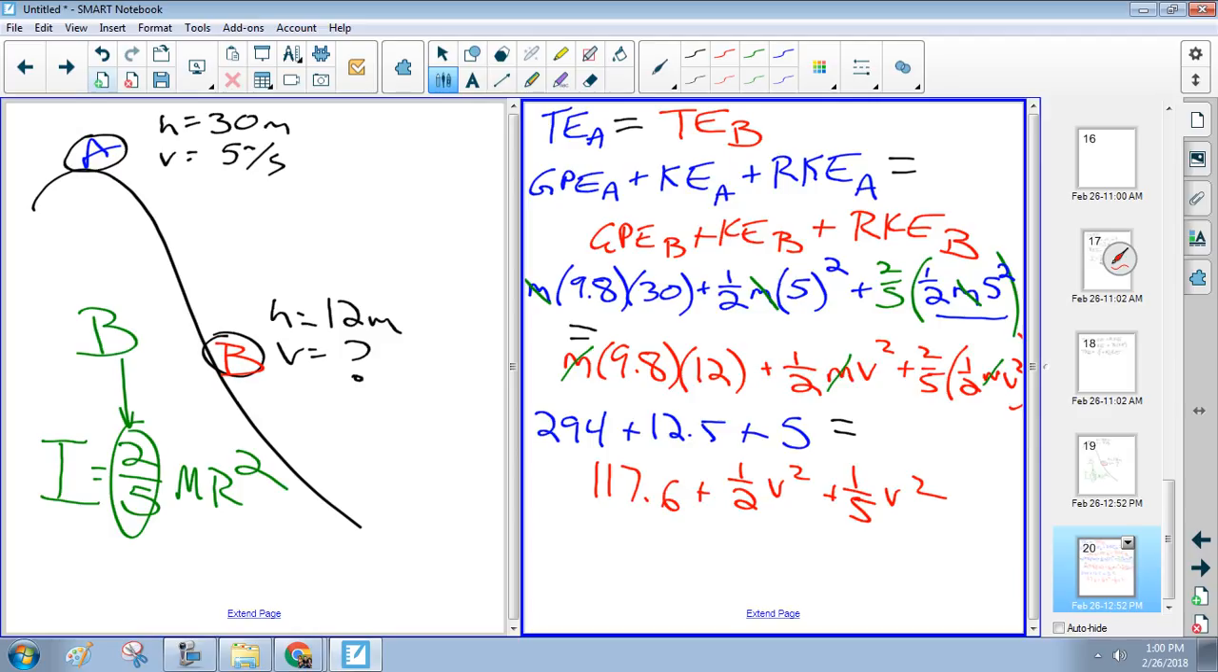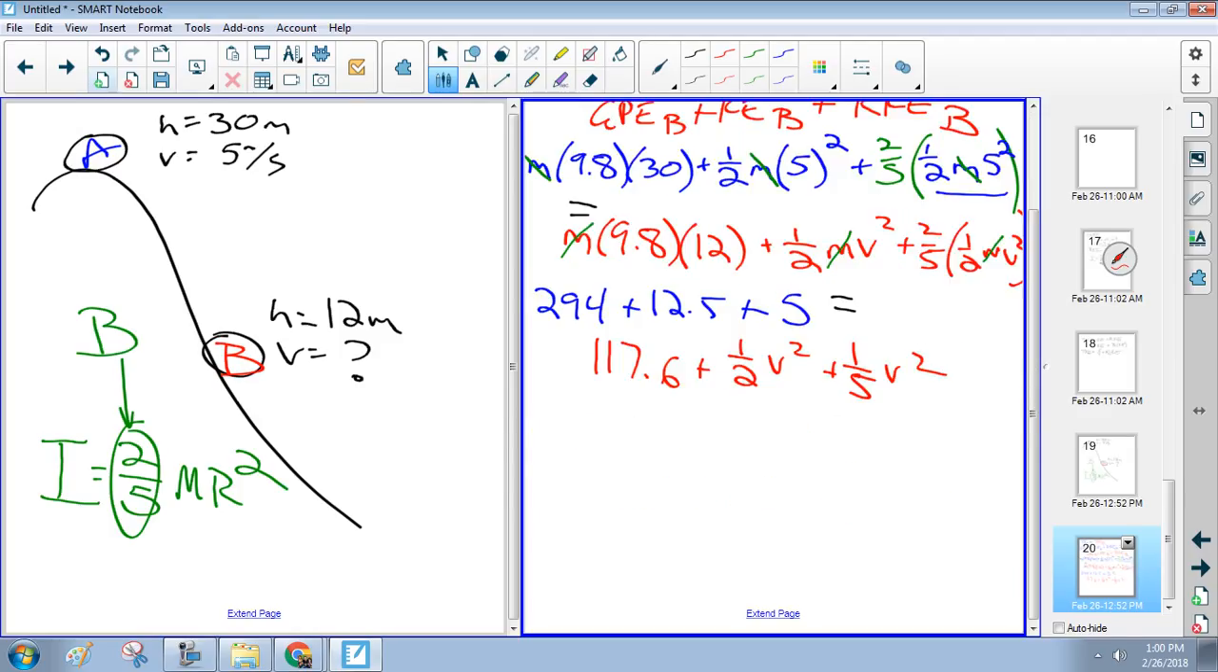Good or no? Yes? No? Blank stare? All right. So this top mess up here gives you 311.5, I think, if I remember right. Equals 117.6 plus, and here, I don't care if you do fractions, I don't care if you use your calculator, but 1/2 plus 1/5 gives you 7/10. So 0.7 v squared, or you can write it as a fraction, whatever, and solve it. So you subtract, square root, solve it, and you get, what does it give you?